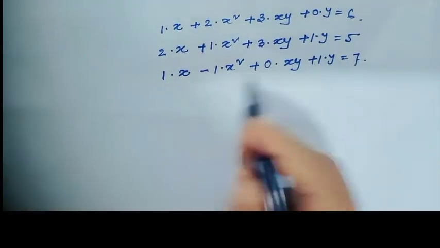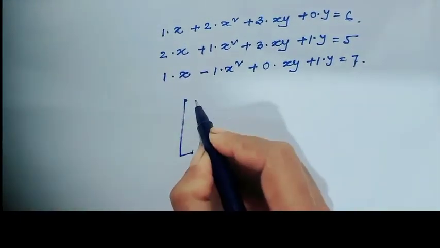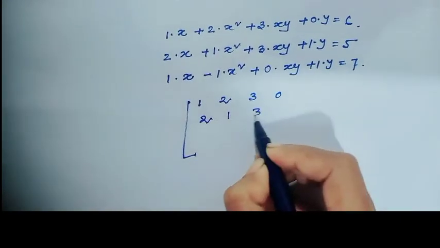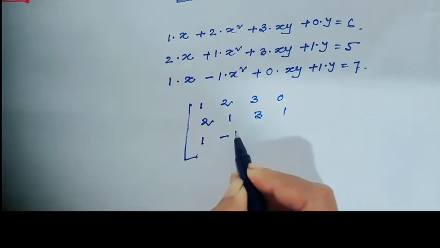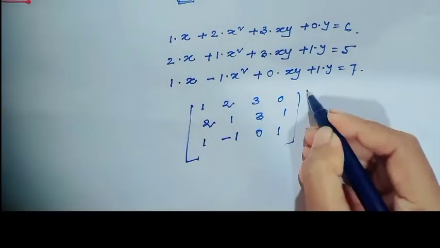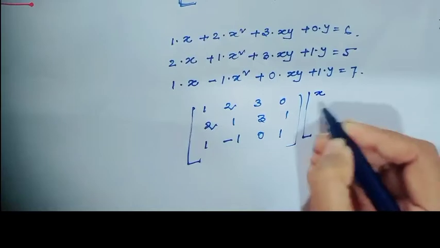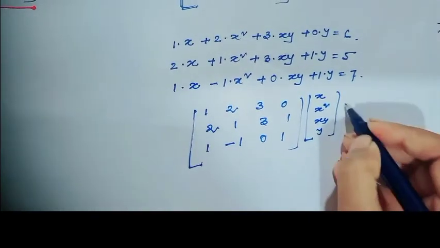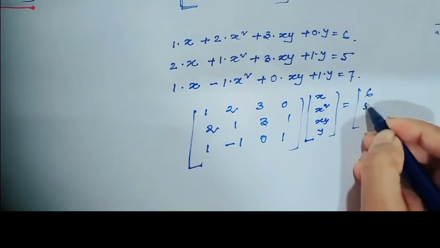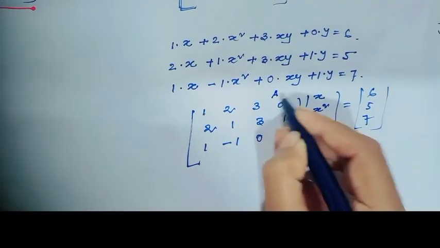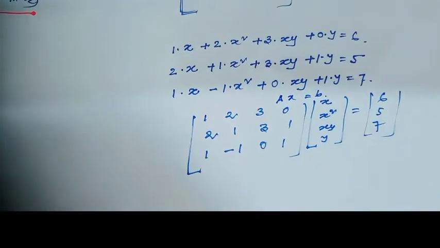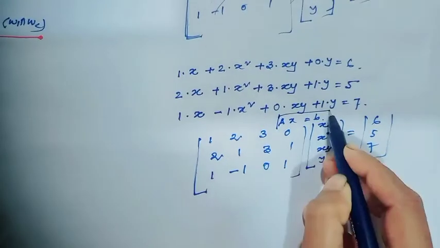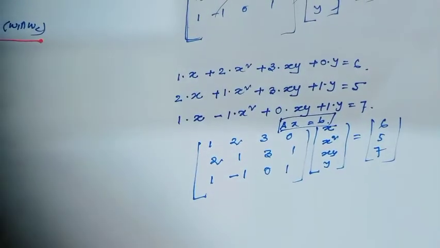Here these three equations represent one matrix: 1, 2, 3, 0, 2, 1, 3, 1, and here 1, minus 1, 0, 1. And here the unknown variables are x square, xy, y, and here b equals 6, 5, 7. The equation is of the type Ax equal to b. Does this non-homogeneous equation have a solution?